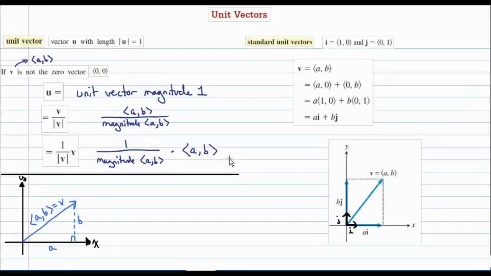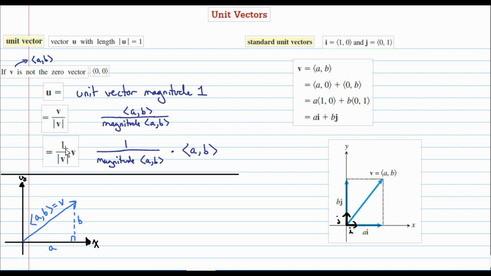This is the screencast for section 6.1, example 4. We're going to look at unit vectors, and much like the unit circle, which has radius of 1, unit vectors have a magnitude of 1. A unit vector is any vector v divided by its own magnitude.